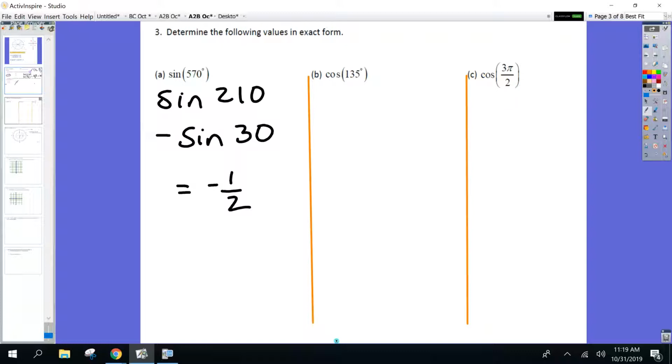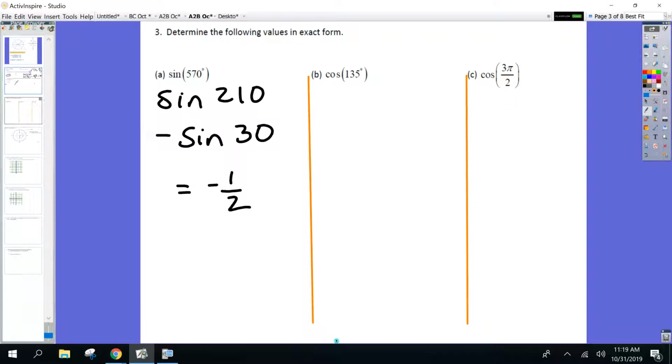And look, if you plug that in your calculator, could you get away with it? Yeah. Because go ahead, do sine of 570 in your calculator. What are you going to get? Negative 0.5 probably, right? Okay, so you could get away with that one and just write negative 1/2. I don't blame you. All right, but if it's a decimal, that's going to be a problem.